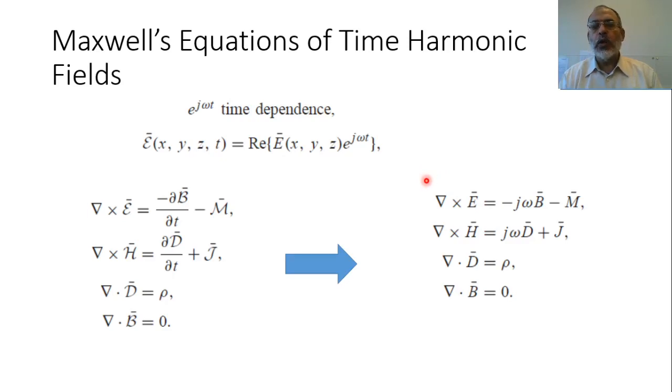Why? Because we are going to solve Maxwell's equations for a specific frequency. We are not going to solve them in a general time domain form. So we are going to use the time harmonic representation, or the phasor time harmonic representation, of Maxwell's equations.